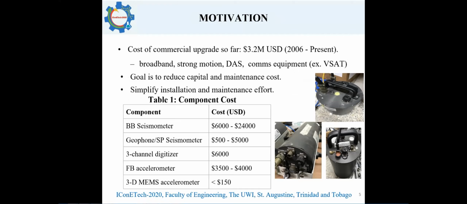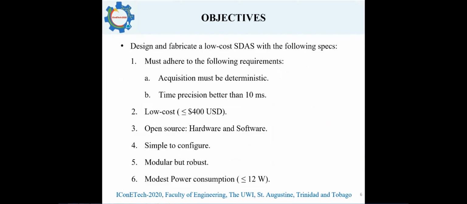So the motivation behind this project is that the current upgrade so far costs about 3.2 million USD, from 2006 to present. Some of the commercial equipment is expensive, such as the sensors, the data acquisition systems, and communication equipment. The main goal is to reduce capital and maintenance costs while simplifying installation and maintenance effort. Table 1 here shows the cost of some equipment we currently use. As seen from this table, the sensor is usually one of the most expensive components, costing anywhere between $6,000 to $24,000 USD.